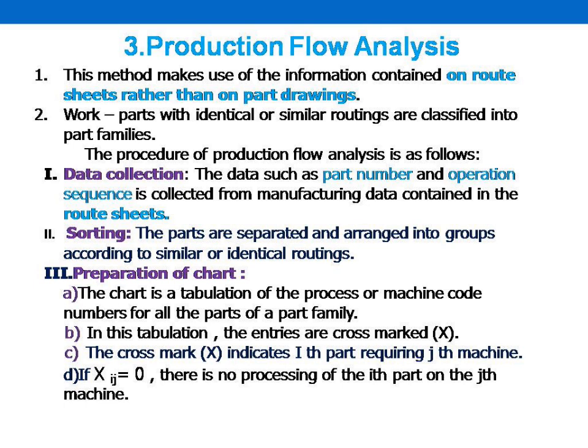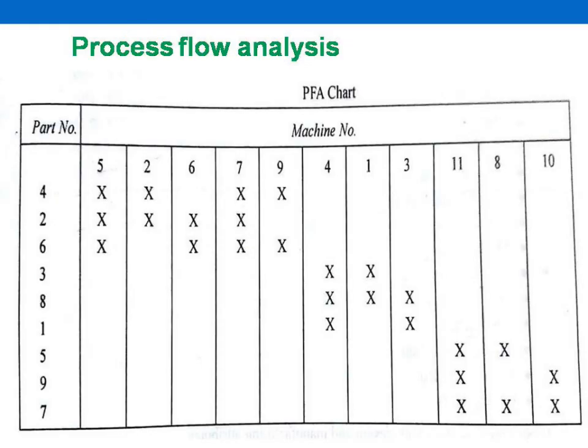Like we have 10 machines and 5 parts. For the first part we require machines 2, 3 and 5, and for the second part we require 1, 3 and 5. So for the second part we don't require the second machine, which means x_22 is equal to 0. Here i means the part and j means the machine. For that machine we don't require machining, as we understand from the table. For that we make a chart like this.